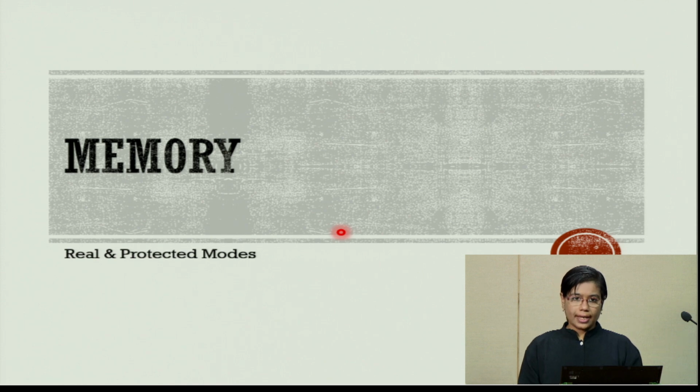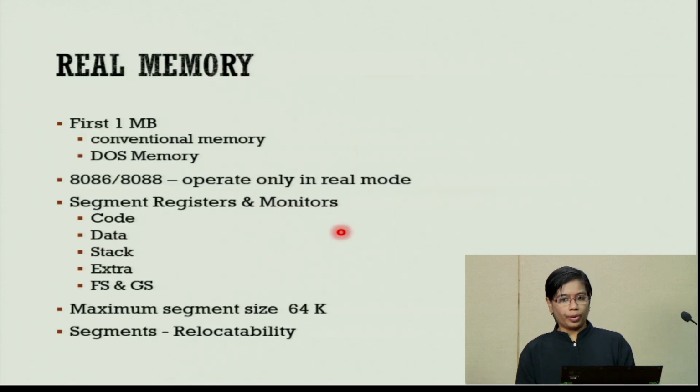Now we know that if we are working in real mode of operation, only the first 1 MB of memory is going to be accessible. This first 1 MB of memory is what is called the real memory, or another term that is used to describe this is conventional memory. And generally, if your operating system happens to be DOS, it can access only the first 1 MB of memory, or the real memory or the conventional memory.